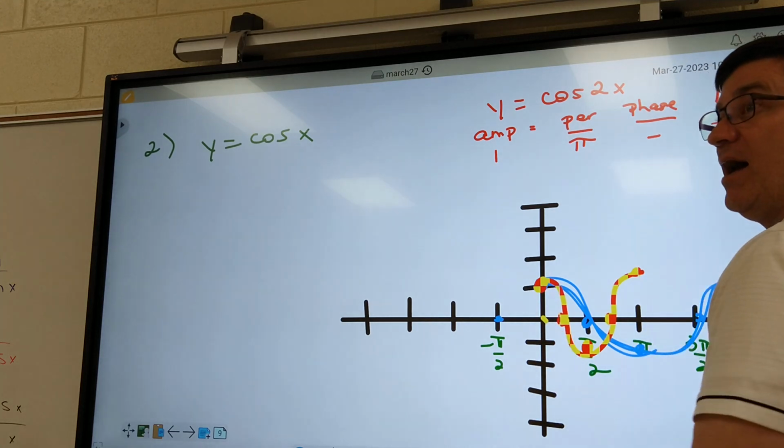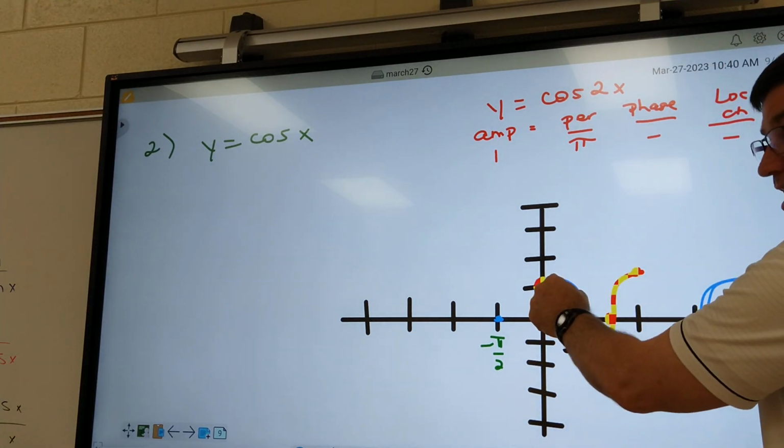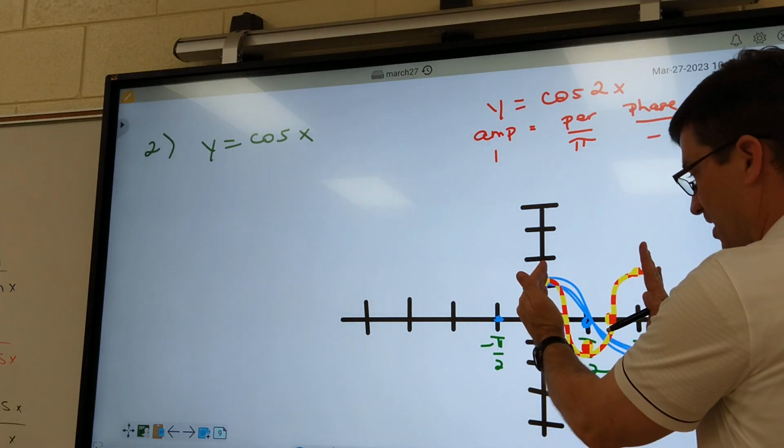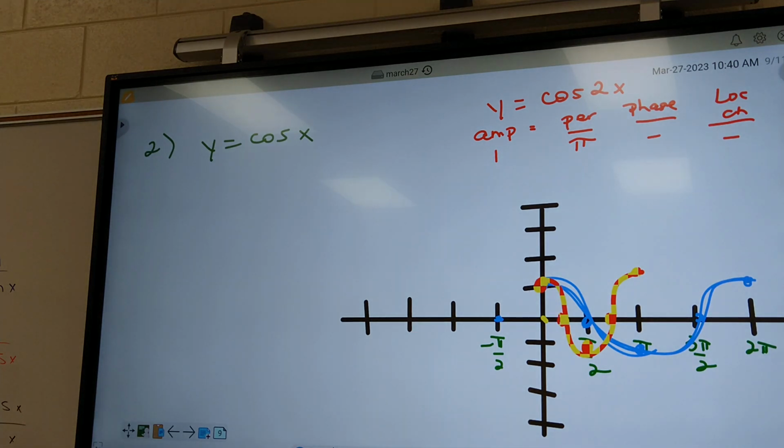So I had to squeeze this in. This end stayed. I took this in and I squeezed it to here. The end of it can only go to pi. Yes.